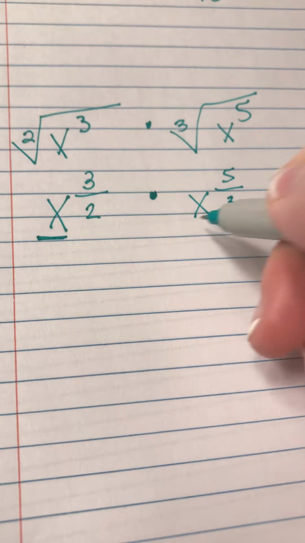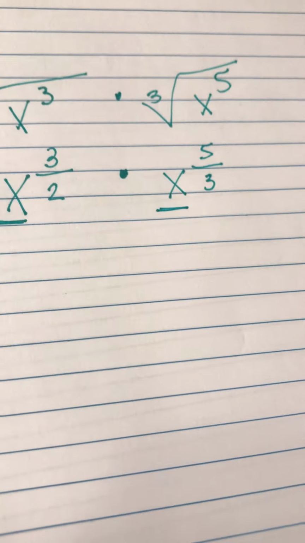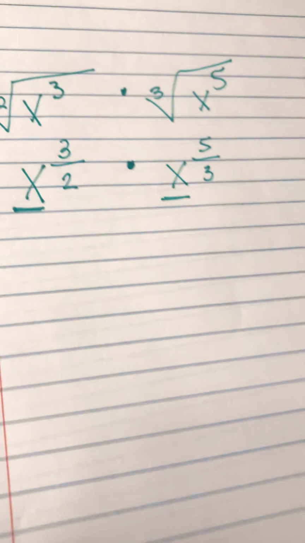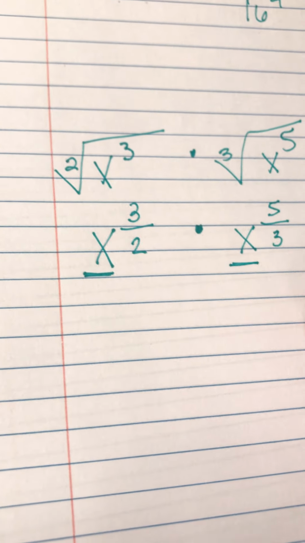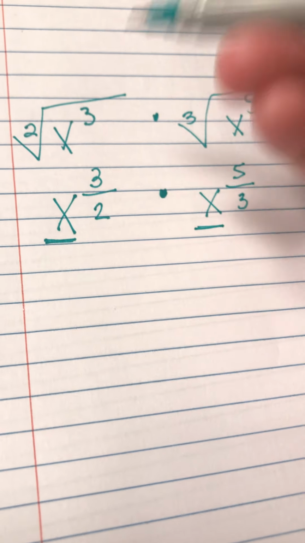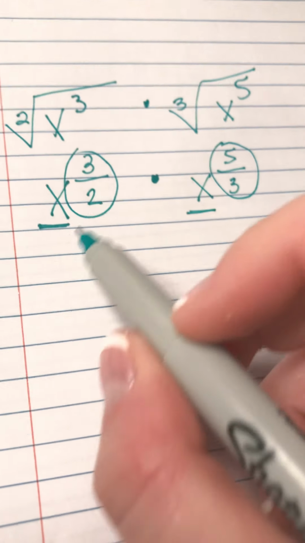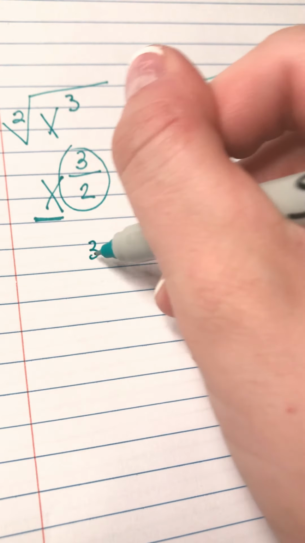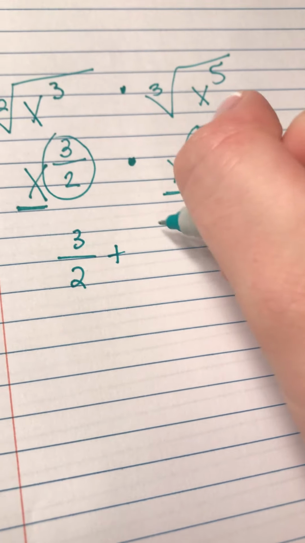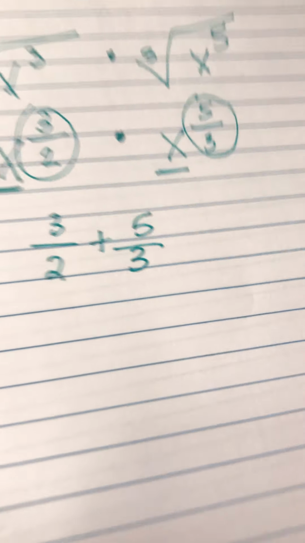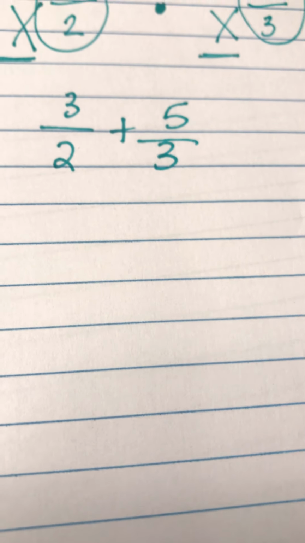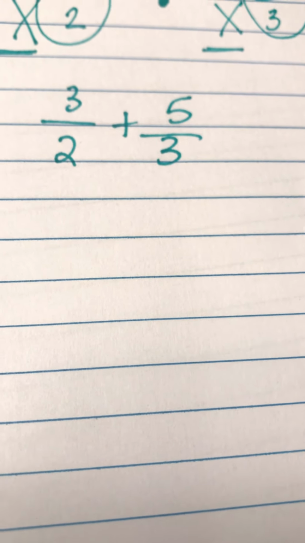So anytime we have a common base, and x is our common base, so it's x and x, so they're the same. So they have to be the same for this rule to apply. But if they're the same and we multiply, we can add these exponents. So I can add 3/2 plus 5/3. Now, you could, of course, put them in the calculator, but the proper way to do it would be to change these denominators to the same thing, because we can't add fractions with unlike denominators.